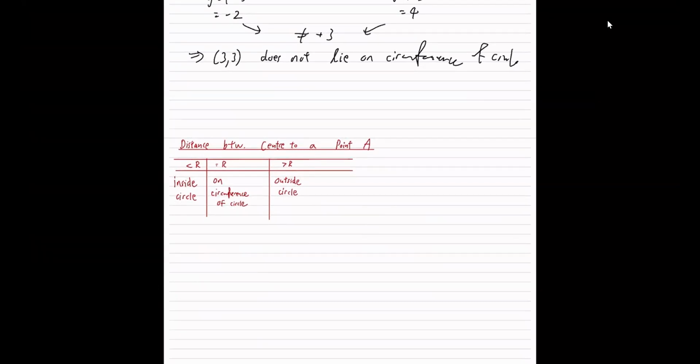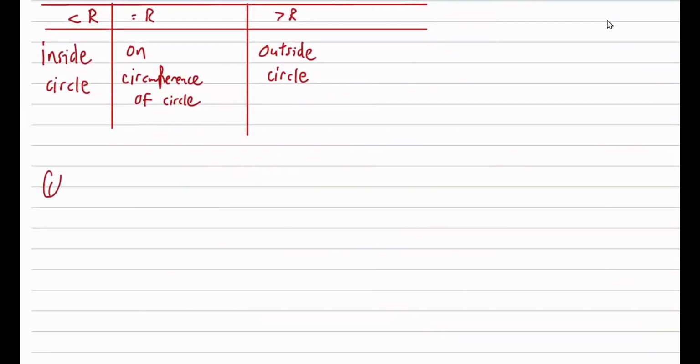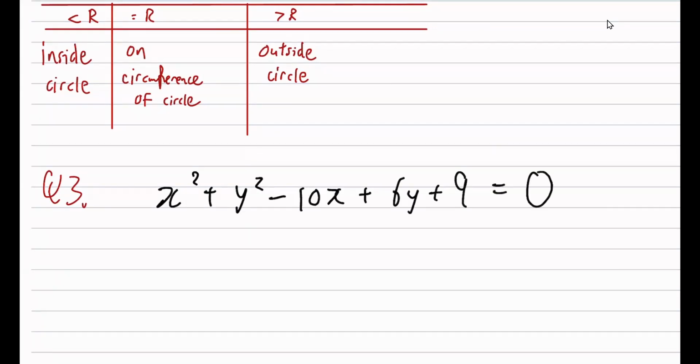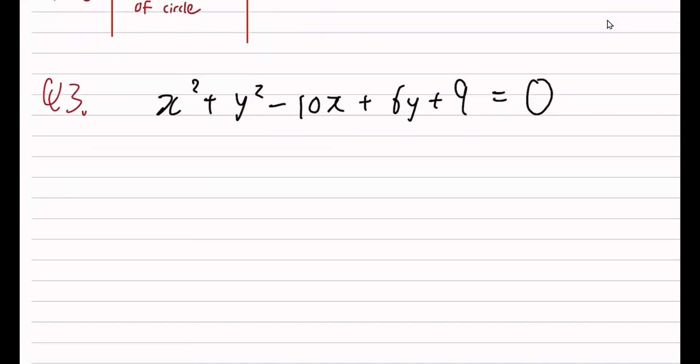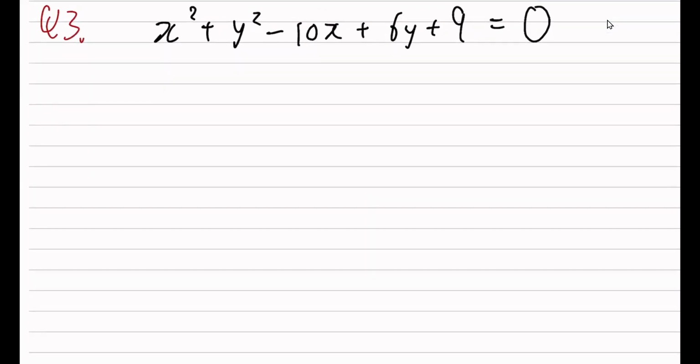Question 3 says, a circle has the equation x squared plus y squared minus 10x plus 6y plus 9 equals 0. Find the coordinates of the center and radius of the circle. How do we do that? Complete the square.